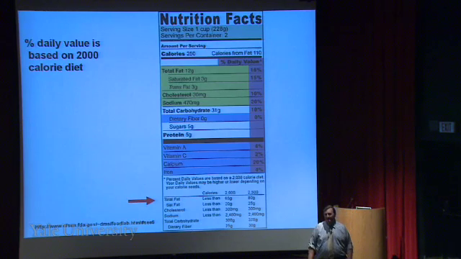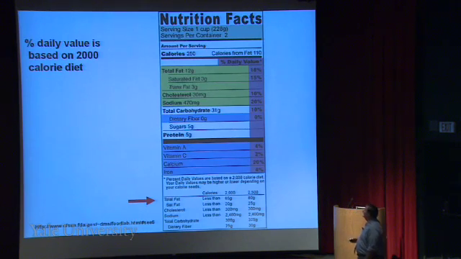Yes? Is there a reason why they don't list a percent daily value for protein? Percent daily, no, I don't know why that's not on there actually. They list the protein, but not the percent daily value. So you noted something interesting about the food label.